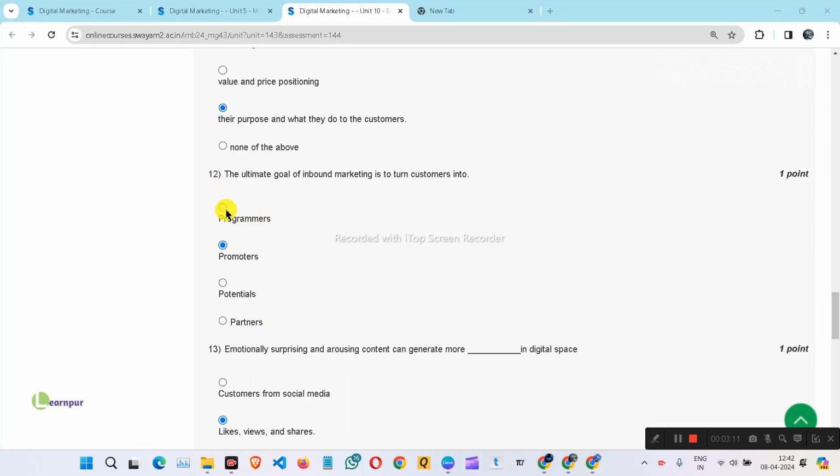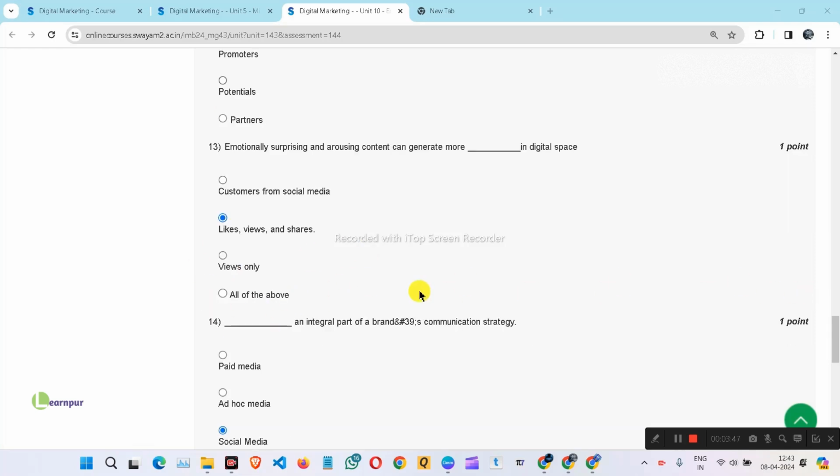For question number 12, the ultimate goal of inbound marketing is to turn customers into dash. The answer will be option B, promoters. Because whenever they want to turn customers into promoters, that simply means they are promoting their brands. So they want to make the customer a loyal customer. So loyal customers will recommend to others and they will act like promoters of their brand or their services. So the answer will be option B.